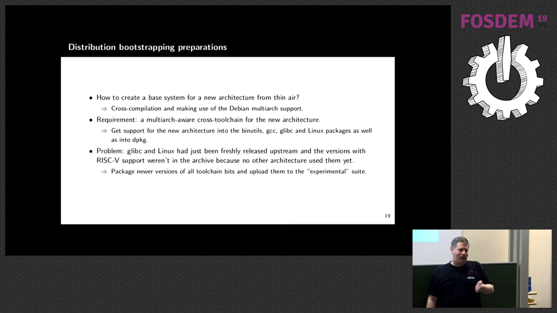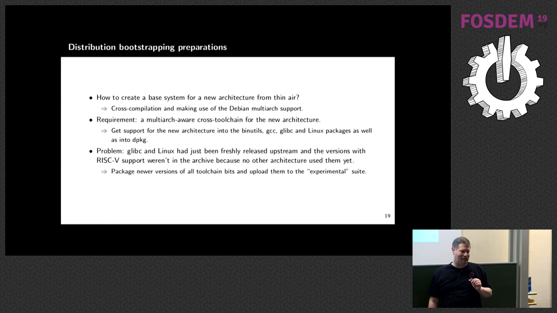That, of course, requires getting RISC-V support into the toolchain packages that we had in Debian. But as the support had just been released a few weeks ago, the binutils and GCC packages in Debian, of course, did not yet have RISC-V support. So the first step was actually packaging new versions of all that and getting them into experimental.